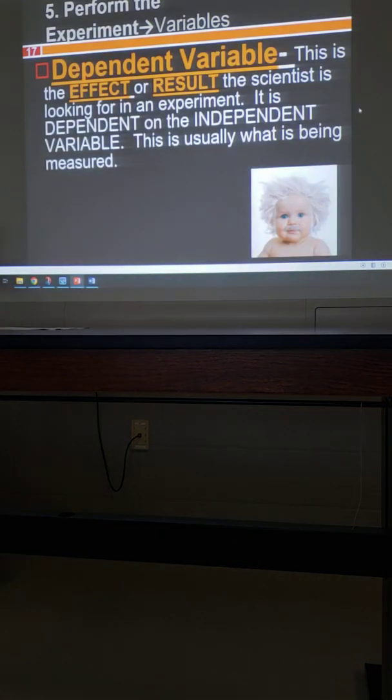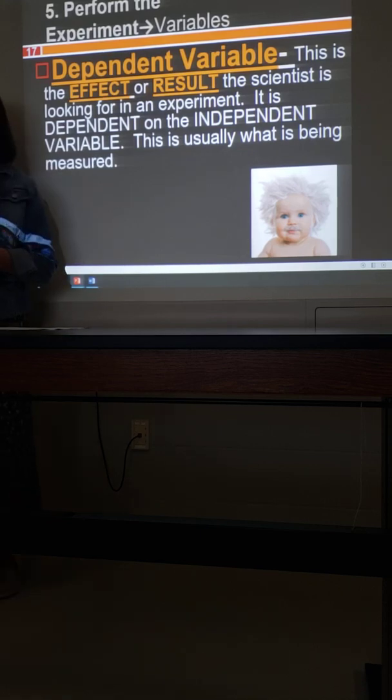All right, so the first one is the dependent variable. This is the effect or result that the scientist is looking for in an experiment. It's going to be dependent on the independent variable, and this is usually what's being measured. So this is most of the time the data you're collecting.